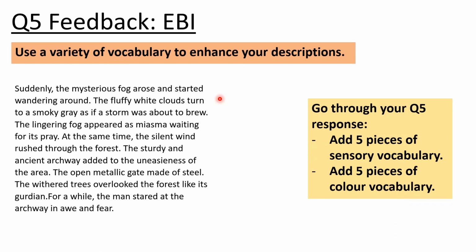So let's just read through this again to remind ourselves. Suddenly, the mysterious fog arose and started wandering around. The fluffy white clouds turned to smoke grey as if a storm was about to brew. The lingering fog appeared as miasma waiting for its prey. At the same time, the silent wind rushed through the forest. The sturdy and ancient archway added to the uneasiness of the area. The open metallic gate made of steel. The withered trees overlooked the forest like its guardian. For a while, the man stared at the archway in awe and fear.